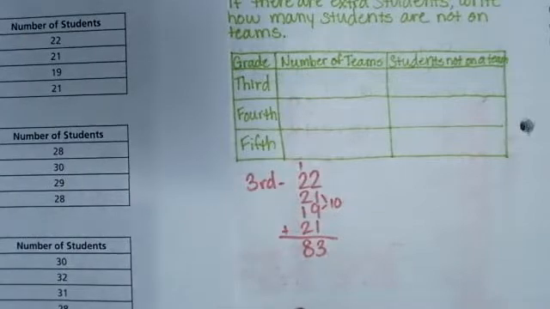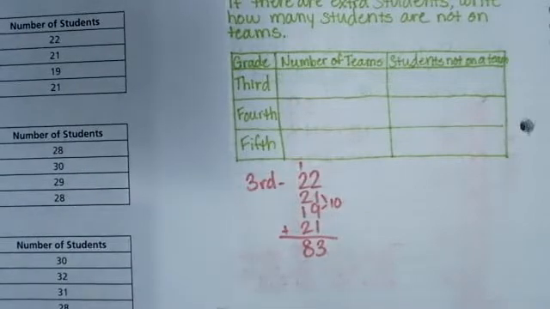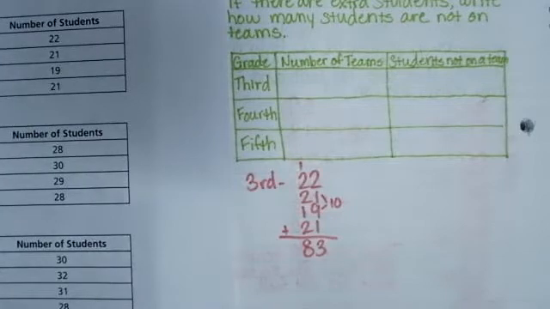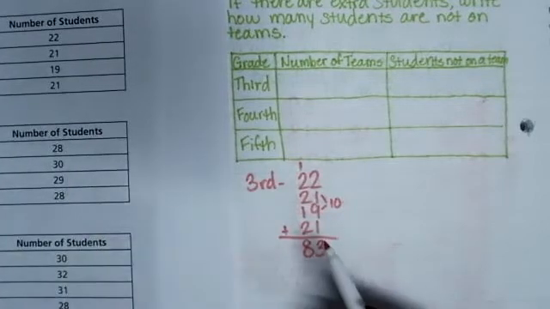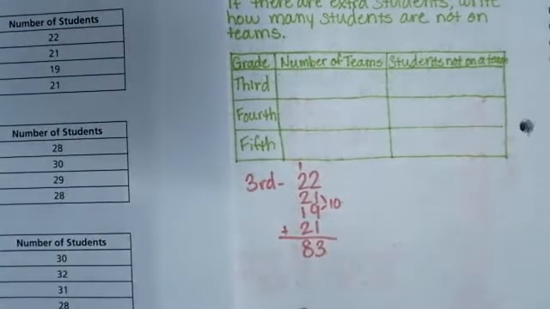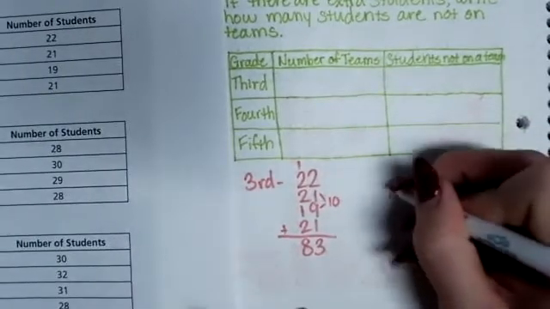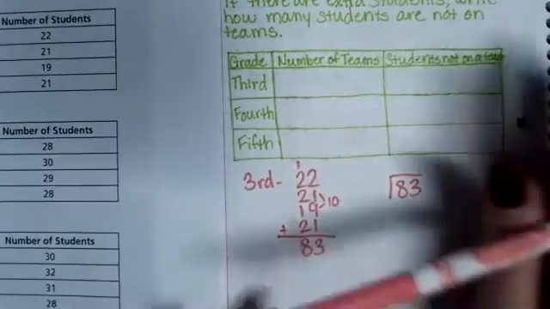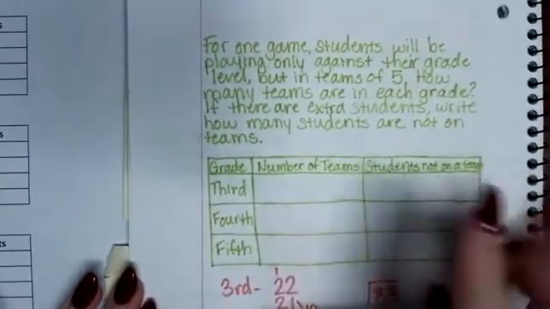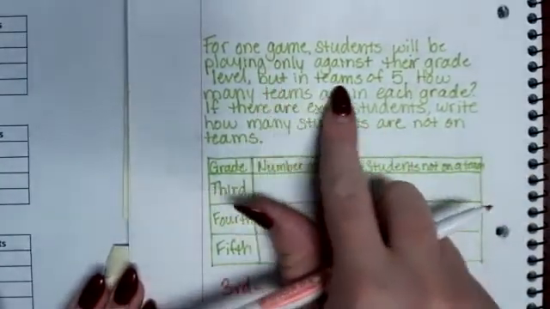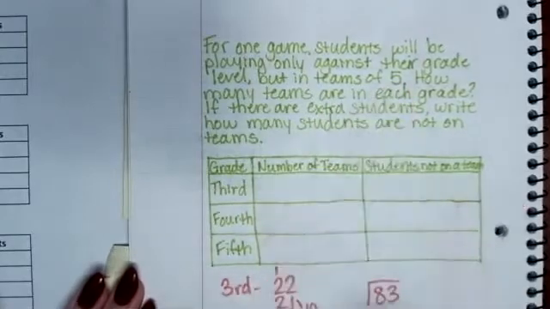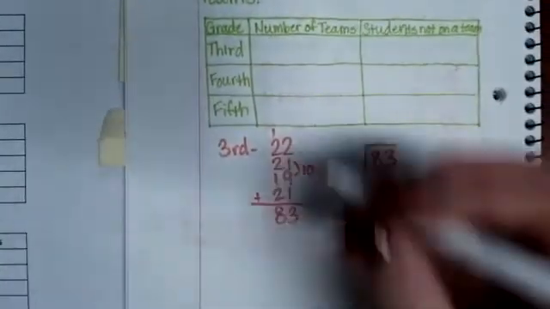Okay, now I am not done yet because I only found out the total number of students in 3rd grade. Now I need to divide those students into teams. All right, so I'm going to take my 83 and I'm going to divide them into teams. Now, how many were supposed to be on a team? Let's see my problem. Here we go. But in teams of 5. All right, so it sounds like I need to divide 83 by 5.